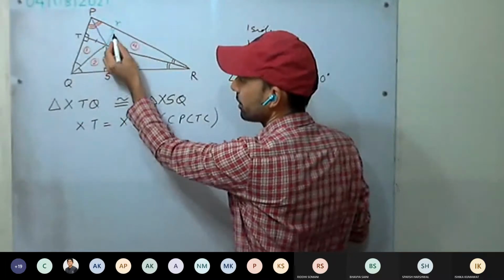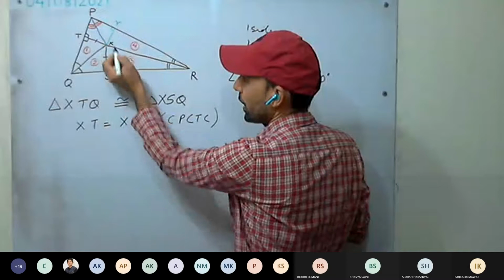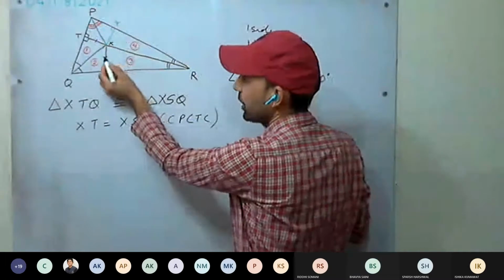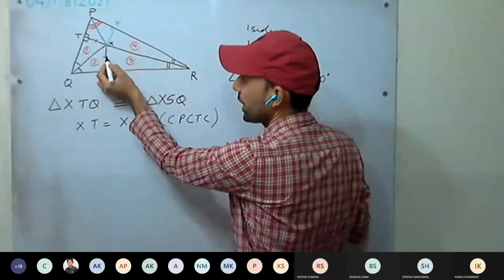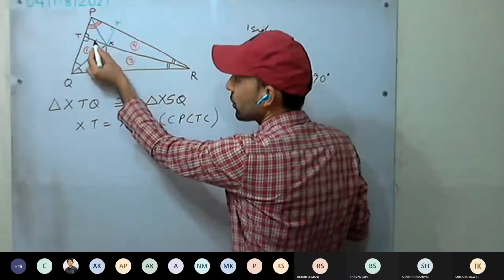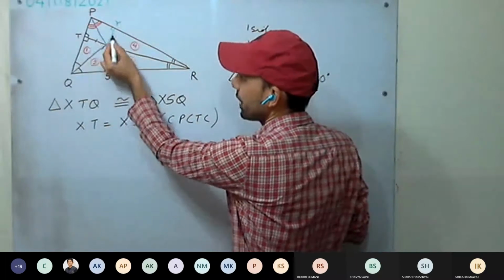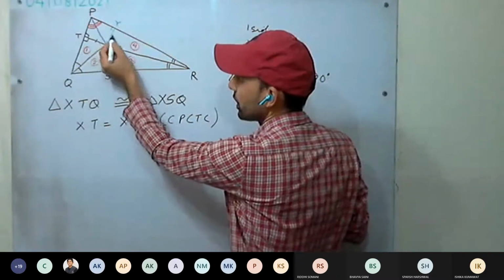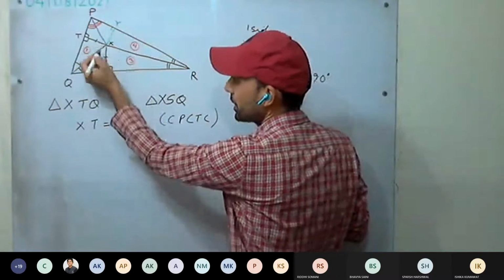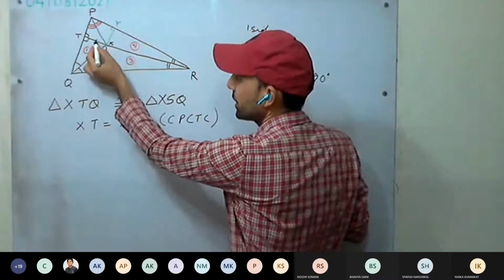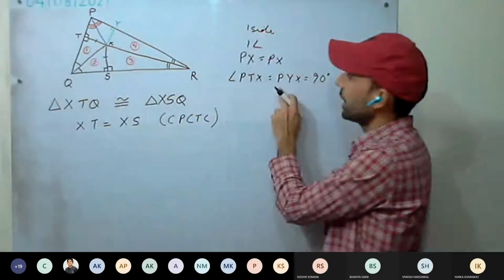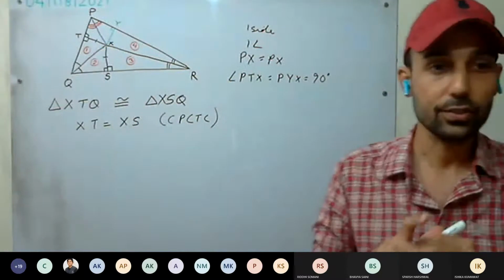Yes. If we prove these two triangles are congruent, we are able to prove these two sides are equal. So now this side equal to this side equal to this side. It means these two are as well equal. This is equal to this and this is equal to this. It means these two are as well equal. And we will get the third side here. Have you understood this?